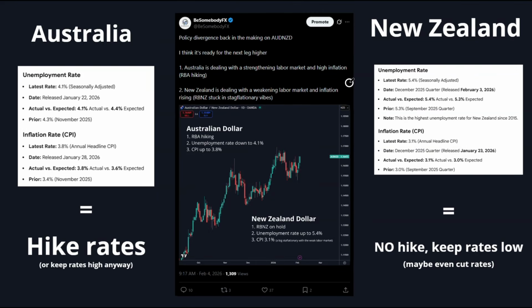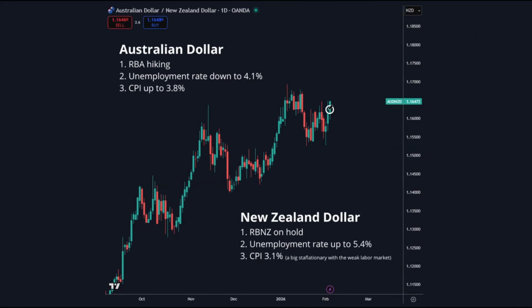In other words, interest rates in Australia are likely going to be higher than New Zealand, going higher compared to New Zealand. So the yield differential was going to move in favor of the Australian dollar. And so the opportunity formed for AUDNZD to continue higher. Why? Because capital was going to rotate into the Australian dollar relative to the New Zealand dollar. Perfect. We have a bias.